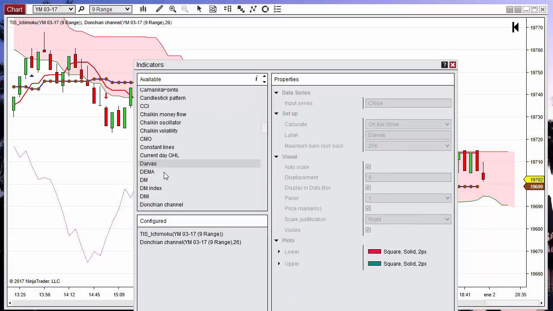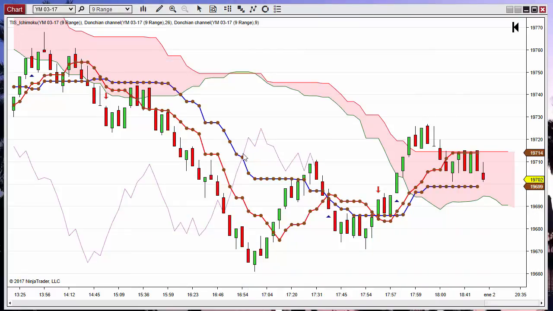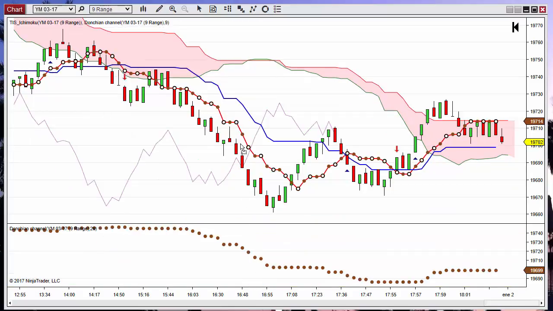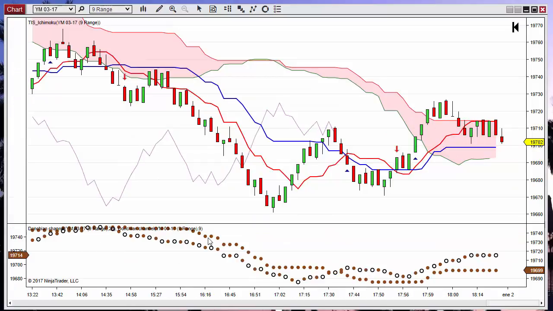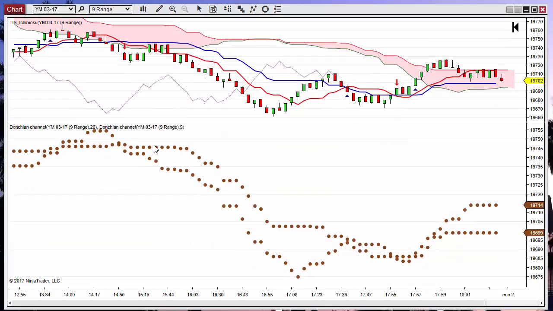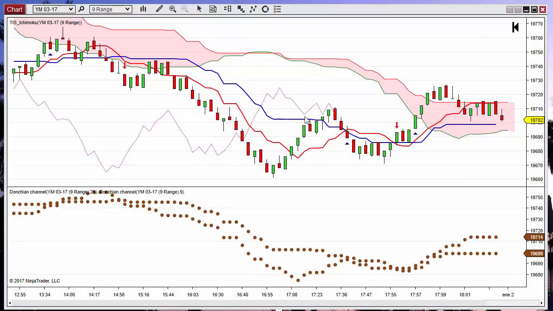So let's add another Donchian with 9 bars, and again we can see that both lines are matching. If we put them on a separate panel, we can see what we get with Ichimoku and with the middle line of a Donchian channel.